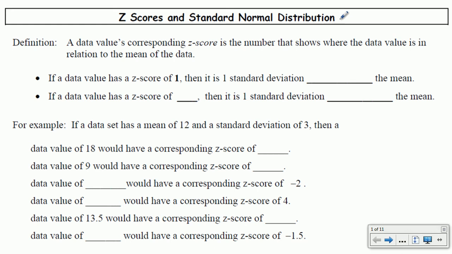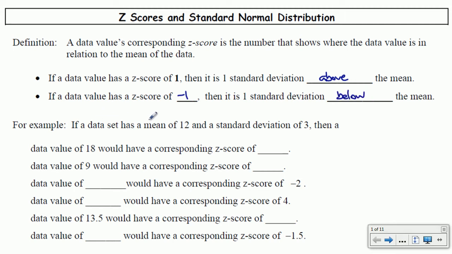Hello everyone. Today we're going to be looking at Z scores and standard normal distribution. So a Z score is a number that shows where a particular point of data lives in relation to the mean. If a data value has a Z score of 1, then it is one standard deviation above the mean. If a data value has a Z score of -1, then it is one standard deviation below the mean.